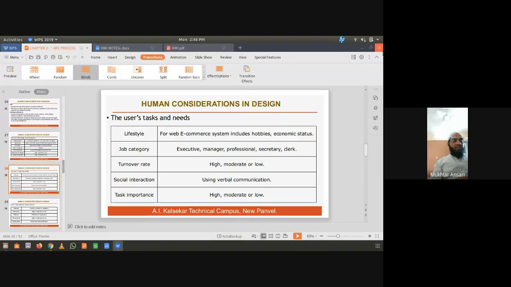Social interaction: using verbal communication or something else? Verbal communication must be there, so the more verbal communication you do with designers, the more experience you will get. So social interaction should be there. Then task importance: high, moderate, low, for the job or task which has been assigned to a designer, how much importance the job has. So it can be high, moderate, or low, and based on that he or she can be considered.